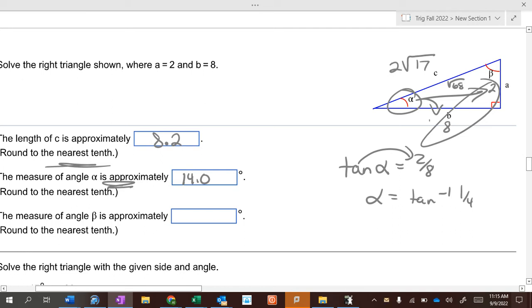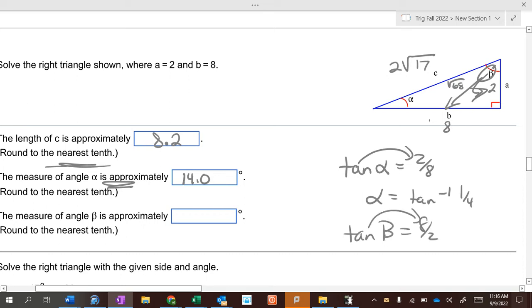So now if I want to figure out angle B, I'm going to use my 2 and 8 again. So I'm going to use 8 over 2. So the tangent of angle beta is 8 over 2. Or if I move the tangent over, take the inverse tangent of 4.